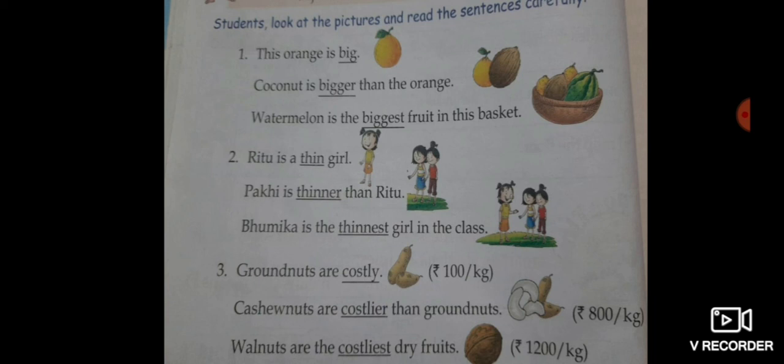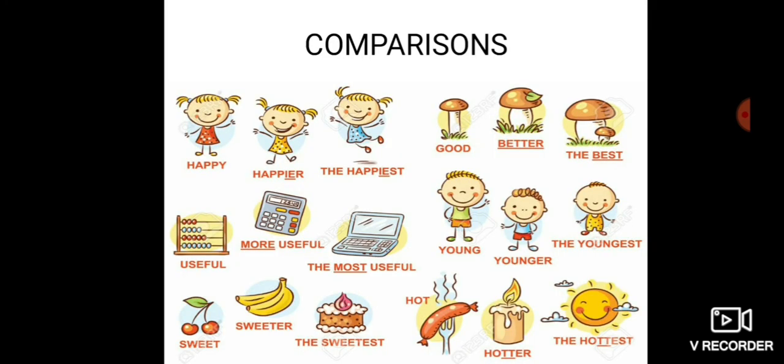Next is, groundnuts are costly. Only I am talking about groundnuts, so costly. Cashew nuts are costlier than groundnuts. Now I am talking about two nuts, cashew nuts and groundnuts. So which one is costlier? You know, cashew nuts are costlier than groundnuts. Here you can see, why costly? In this word costly, y is dropped and we have added ier to it.